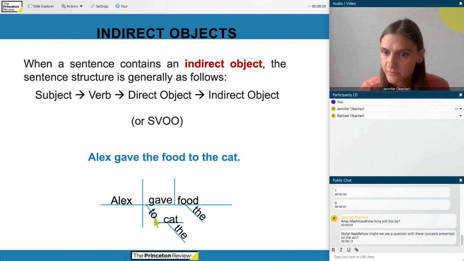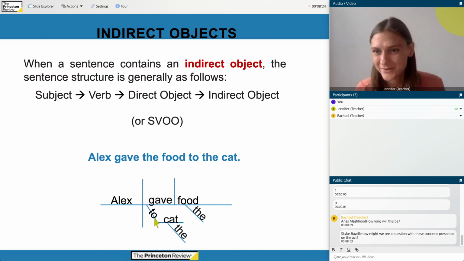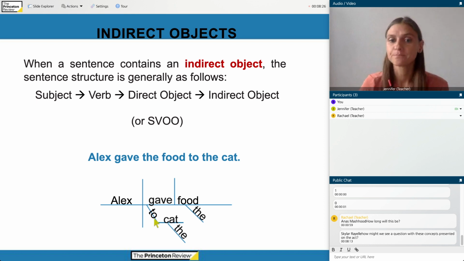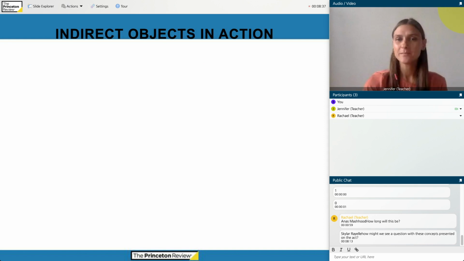Okay, so we have a question from Skylar. How might we see these concepts presented on the ACT? So likely if you see something on the ACT or SAT, it's going to come down to pronouns, which we're going to look at in just a second. So I will show you and point out an example when I get to that slide. It's the next one coming up.